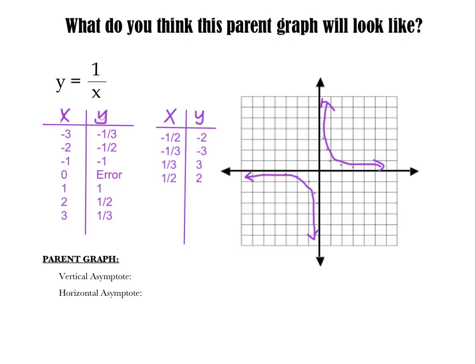So there is actually a horizontal asymptote, right here on the x-axis. So the parent graph has a horizontal asymptote at the x-axis, or when y equals 0.